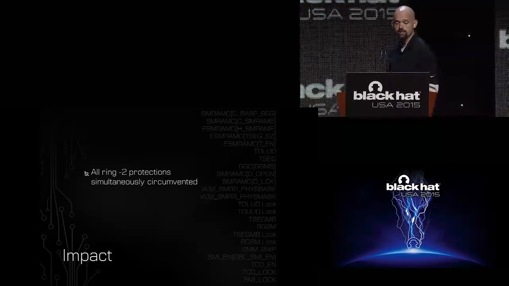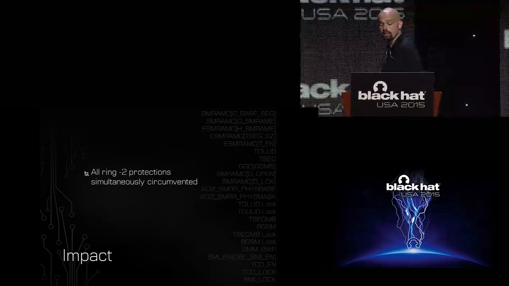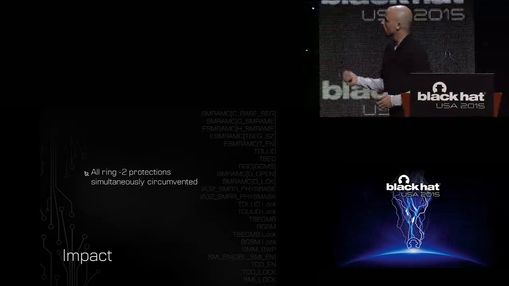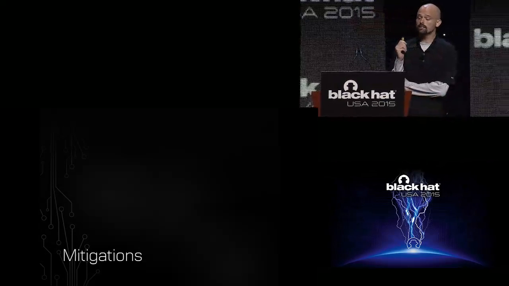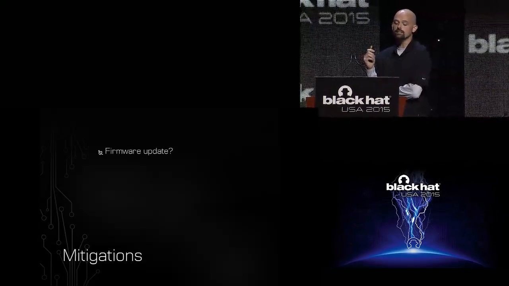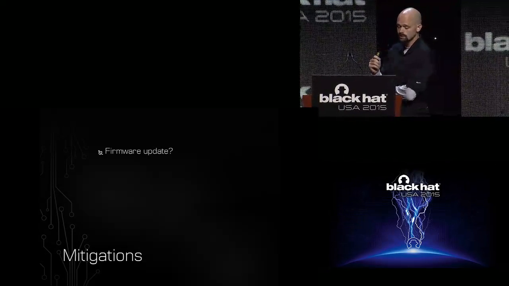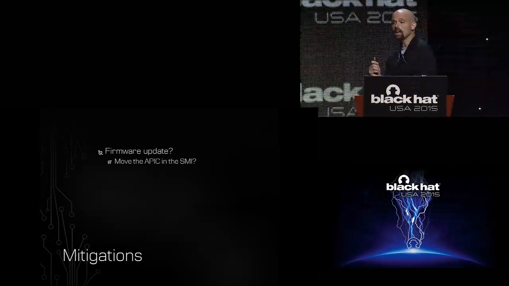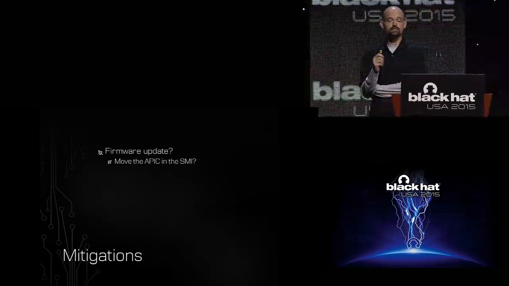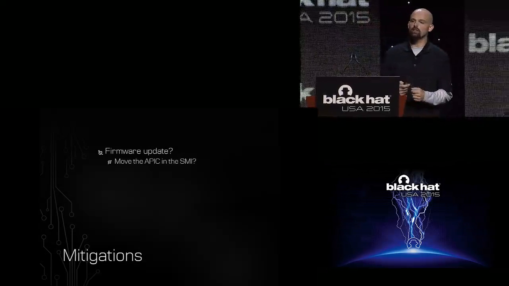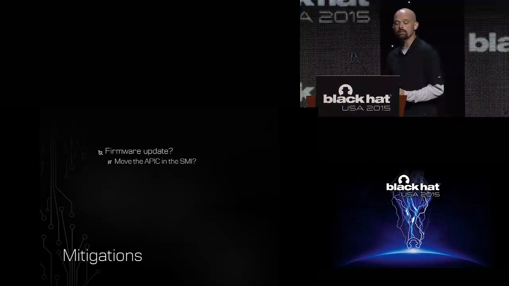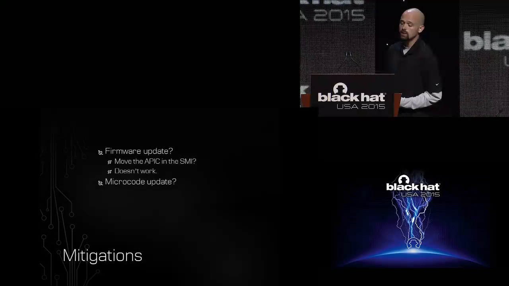So the impact of this is fairly large. We simultaneously just circumvented every single ring -2 protection in place on this processor. And the mitigations don't look great. Could we do a firmware update to fix this kind of thing? Maybe move the APIC back to the proper location inside of the system management mode code. You can try that. The problem is by the time you're able to do that, you have probably already been sinkholed by the attack. So it doesn't really work very well.